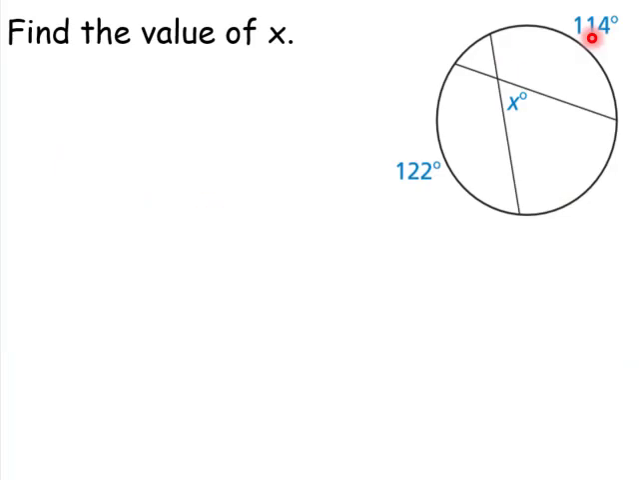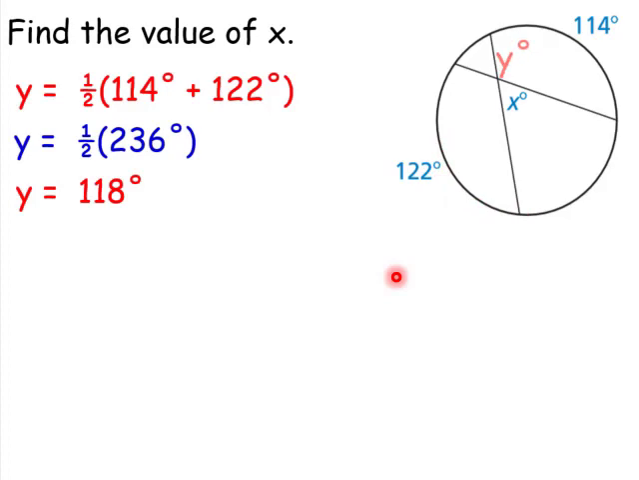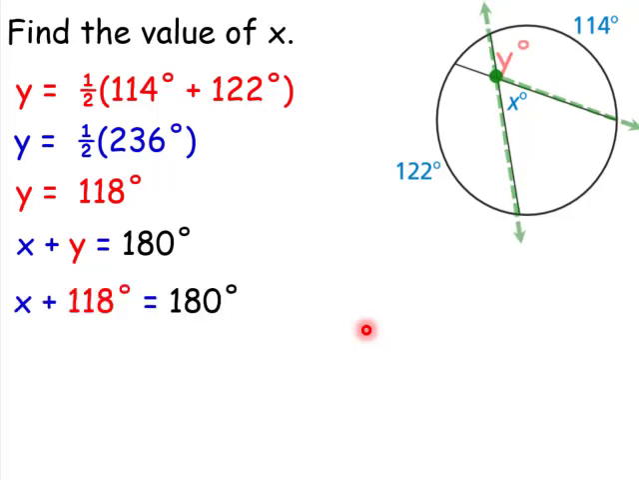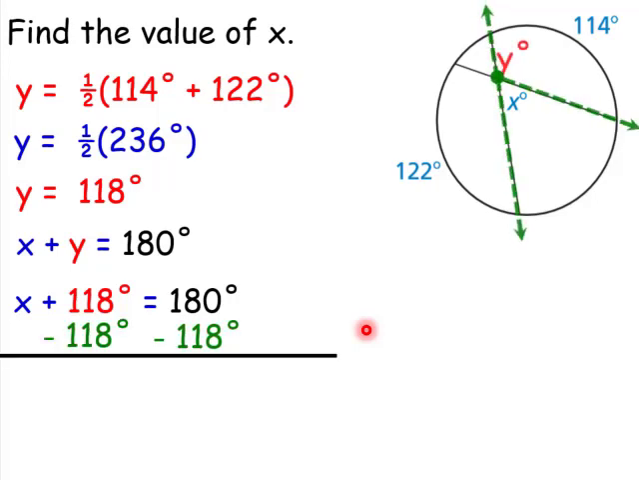So let's find the value of x. I will label this angle as y. We know that the measure of y is equal to 1/2 the measure of its intercepted arc and the intercepted arc of its vertical angle. Let's simplify. Take 1/2, and we know y is equal to 118 degrees. Now we can see angle x and y form a linear pair. Therefore, they are supplementary. Substitute our value in that we know for y. Subtract both sides by 118. We know that x is equal to 62 degrees.